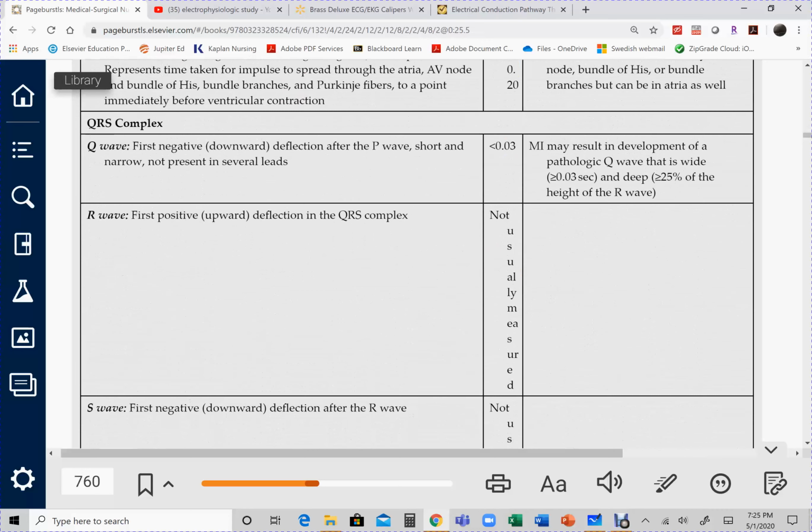So here's a point of significance. The Q wave should be only 0.03 seconds. It can't be the whole QRS, because there's only the Q that I mentioned. So a wide Q wave is indicative of MI. We call this a pathologic Q, or simply an abnormal Q.